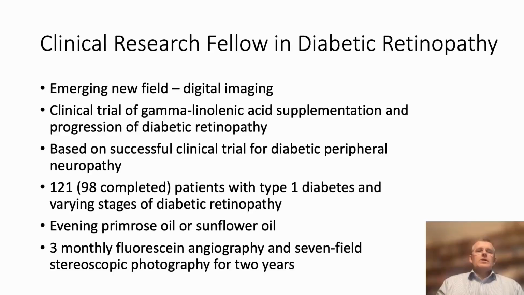It looked at digital imaging of diabetic retinopathy and applying that to a clinical trial of gamma-linolenic acid and seeing whether that had any effect on retinopathy. A very successful clinical trial for diabetic peripheral neuropathy had been undertaken before. In my study, I recruited 121 patients, of whom 98 patients finished the study. They all had type 1 diabetes, and they were randomized either to evening primrose oil or sunflower oil capsules. Every 3 months, they underwent fluorescent angiography and stem field stereoscopic photography for a total of 2 years.